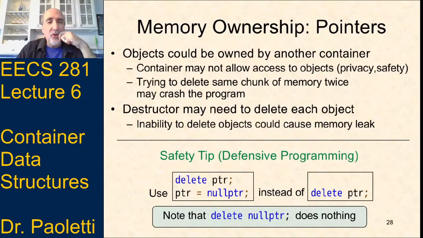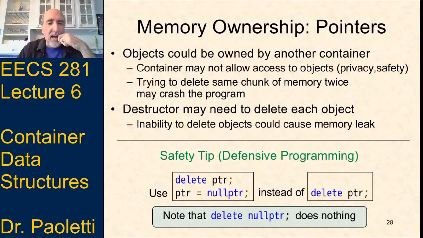Okay, so we want to have some sort of privacy and safety with our pointers. We want to make sure that we don't have two objects pointing to the same block of memory. We want to make sure we don't get a double destruction. We do want to make sure we have a destructor to delete memory so that we don't have memory leaks.